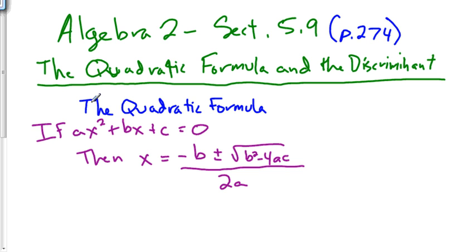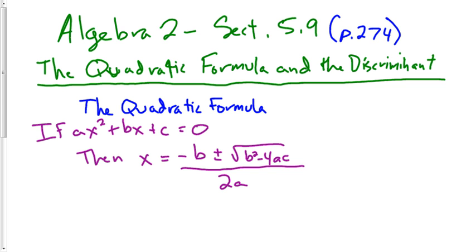But we know the quadratic formula is going to occur anytime we have a quadratic equation in standard form, ax squared plus bx plus c, and it's set equal to 0. So now I can find the solutions, what x will be to make this a true statement. x equals negative b plus or minus square root of b squared minus 4ac all over 2a. And later on we'll talk about the importance of what's under the radical, and that's going to be the discriminant.